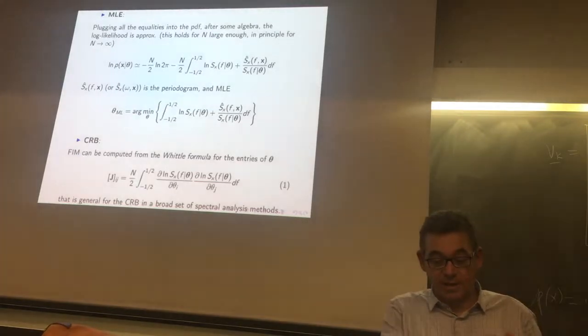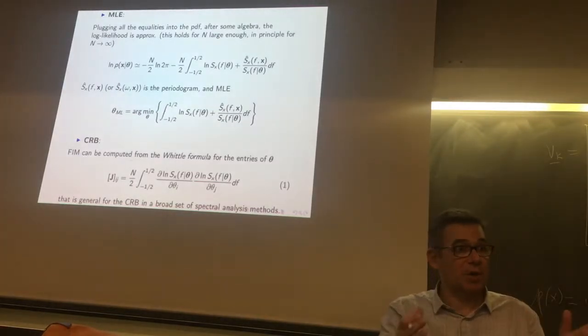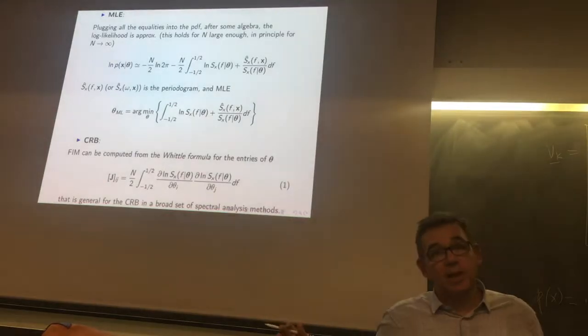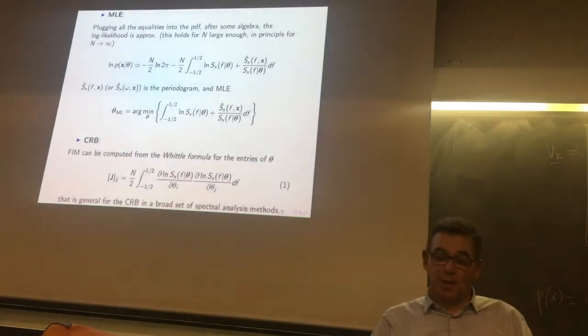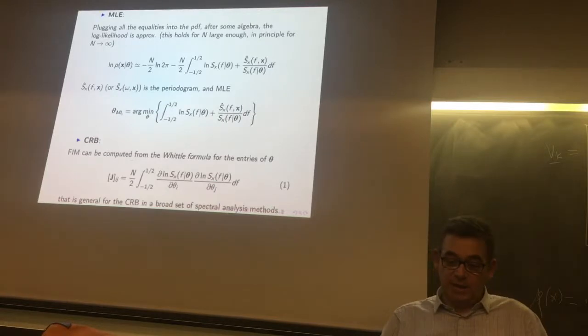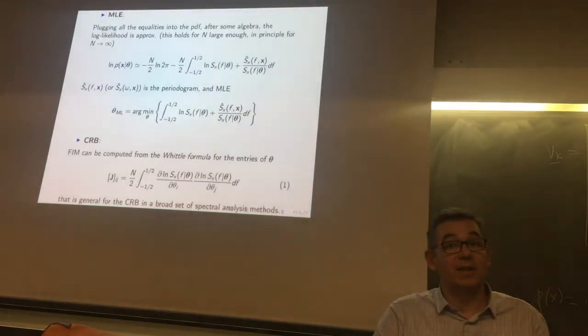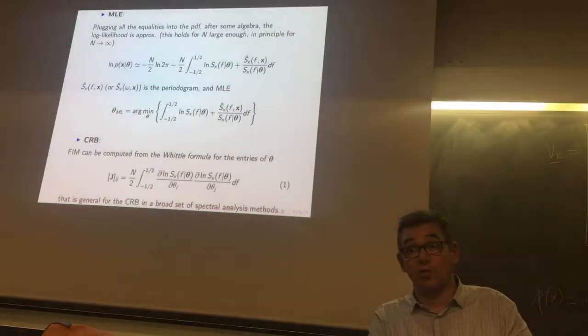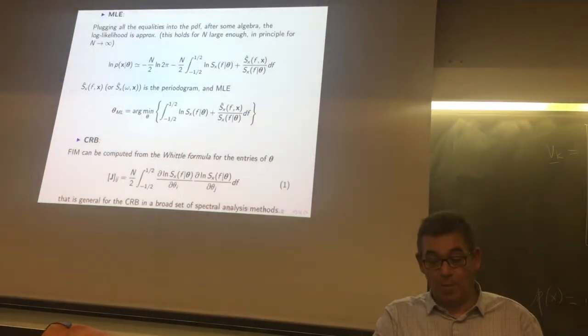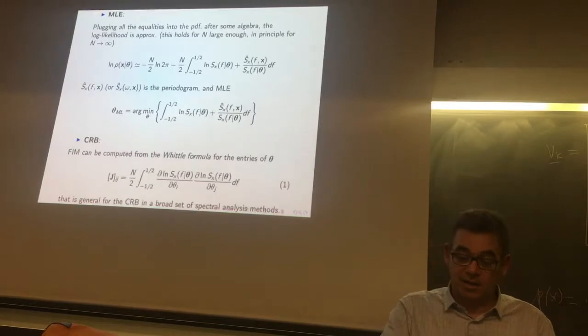So now this is the second step. I'm considering a number of samples so big that the sum has been replaced by the integral, and this is the reason for that. If I want to calculate the maximum likelihood estimation for parametric spectral analysis, I need to compute that. And so we got this one.